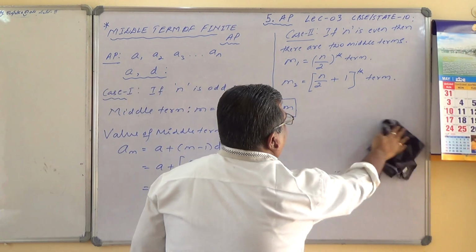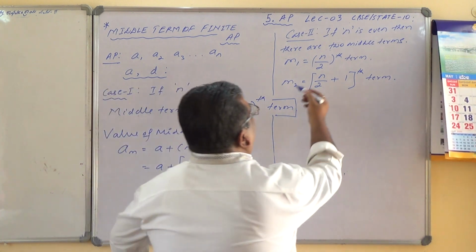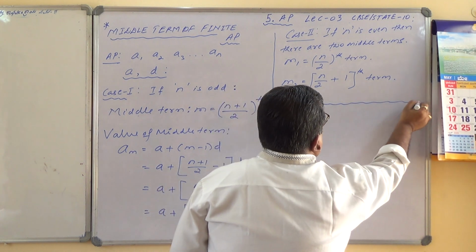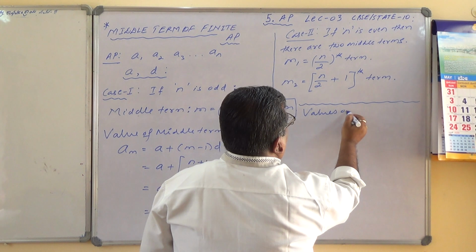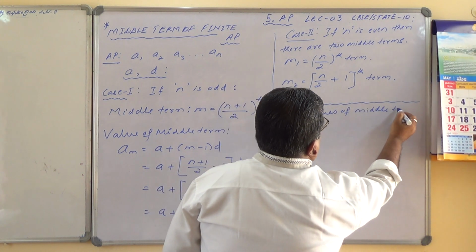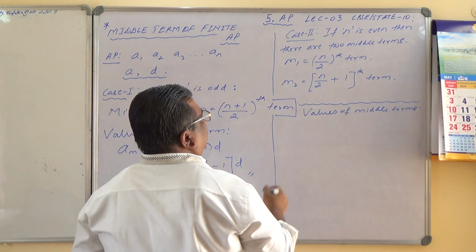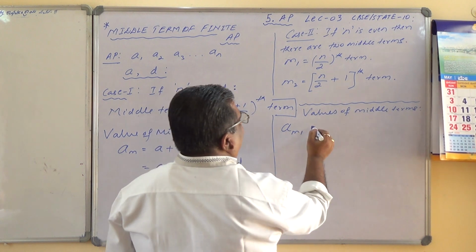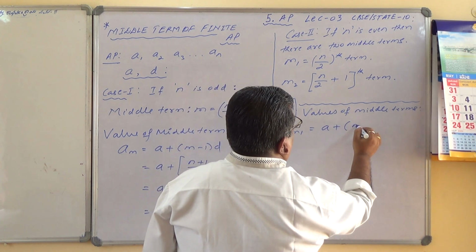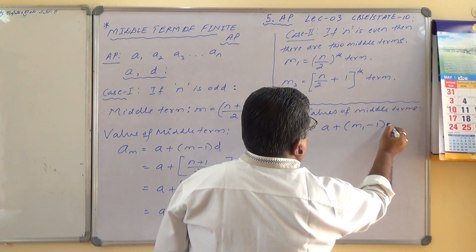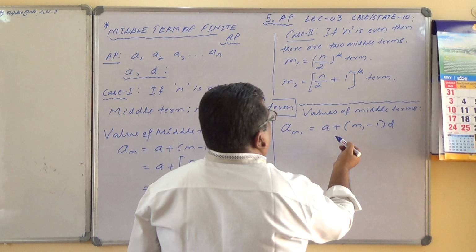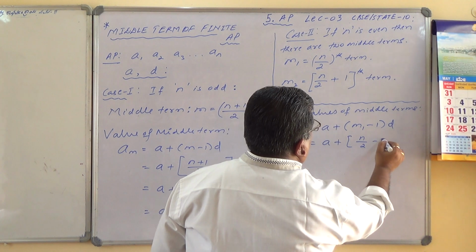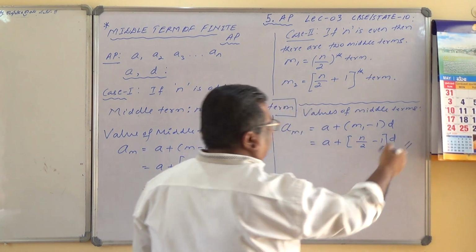Okay, and next is m2 is so and so. So now you have found the terms. How to find the values of the middle terms? First one, a_m1 equals a plus (m1 minus 1) into d. What is m1 here? n by 2. So a plus (n by 2 minus 1) into d. This is how you can find it.